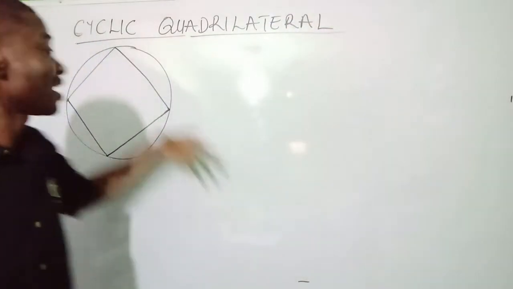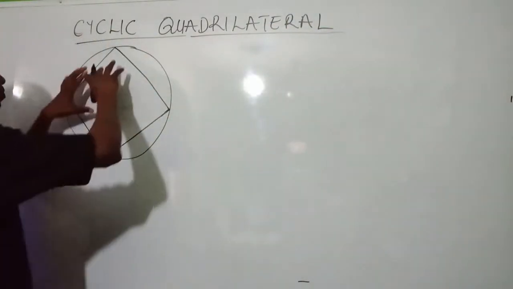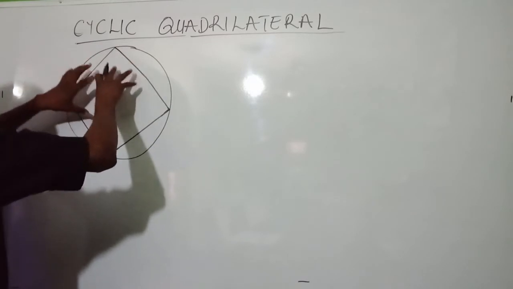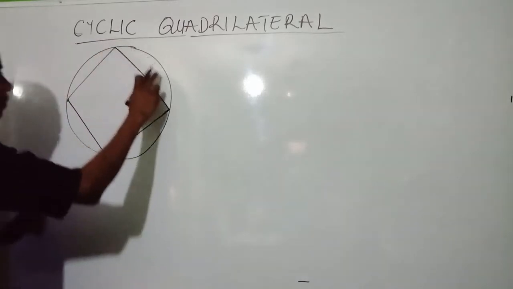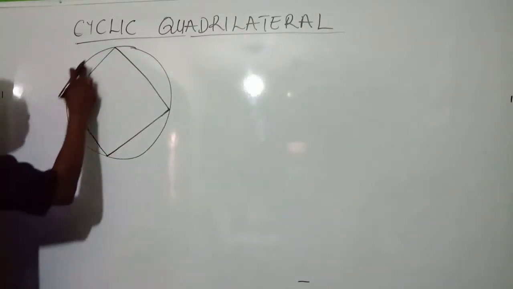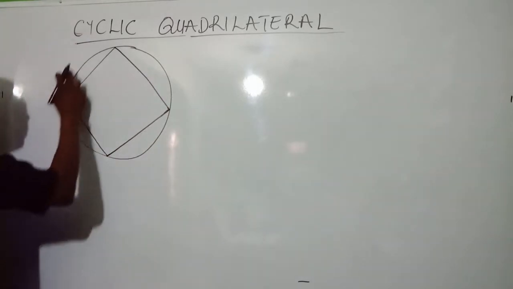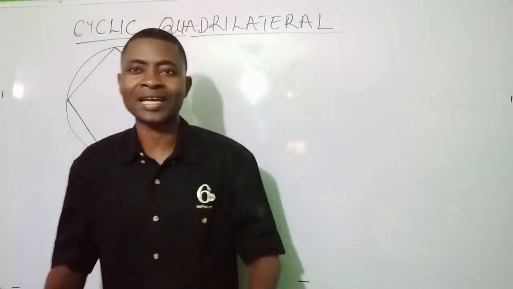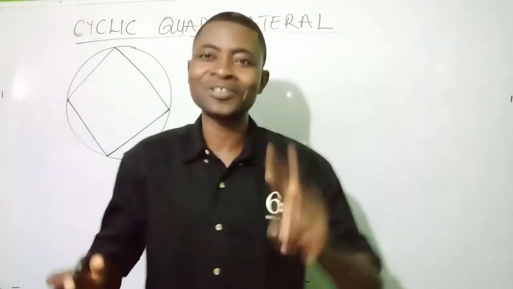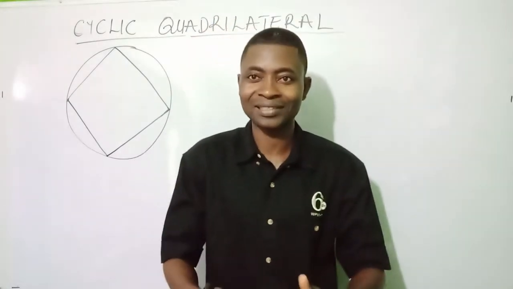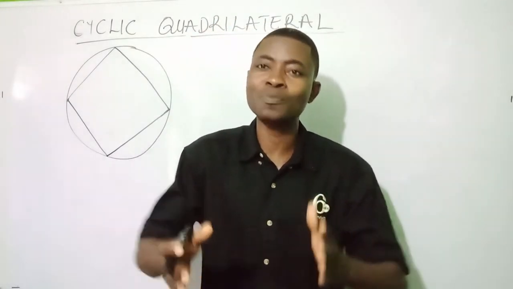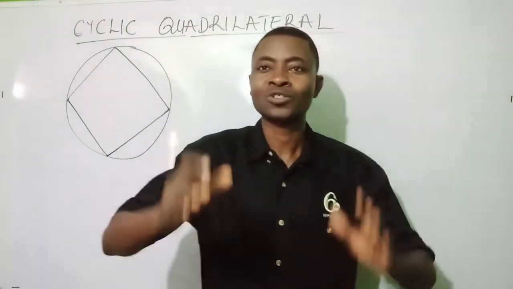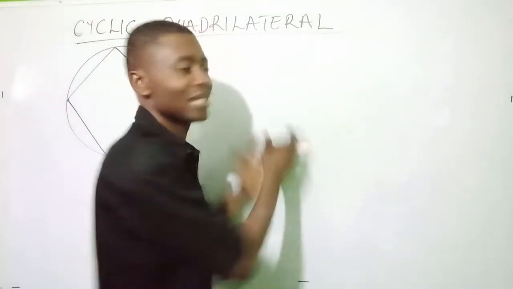So what is a cyclic quadrilateral? A cyclic quadrilateral is a quadrilateral that is inscribed in a circle, or a quadrilateral that has a circle passing through the four corners, like this. So when you see a shape like this, it's called a cyclic quadrilateral. In answering questions on the cyclic quadrilateral, there are two major theorems that we must understand. In this video, we'll be proving these two theorems because your thorough understanding of them will help us to answer any question under this topic.